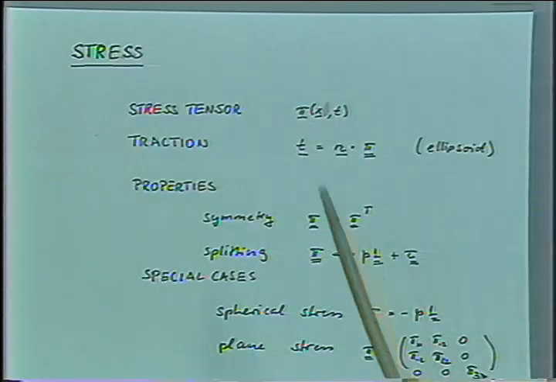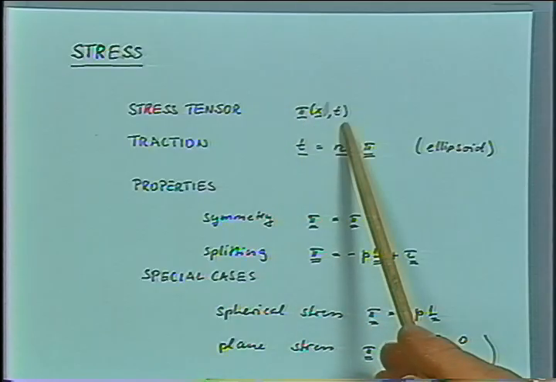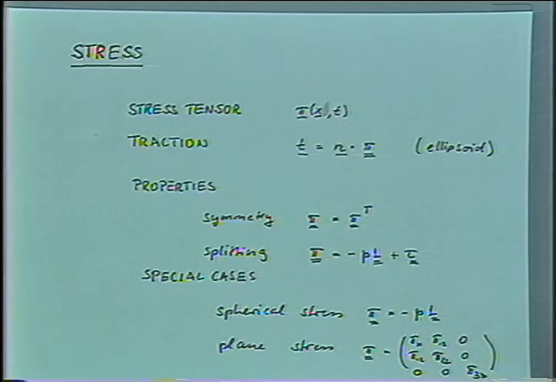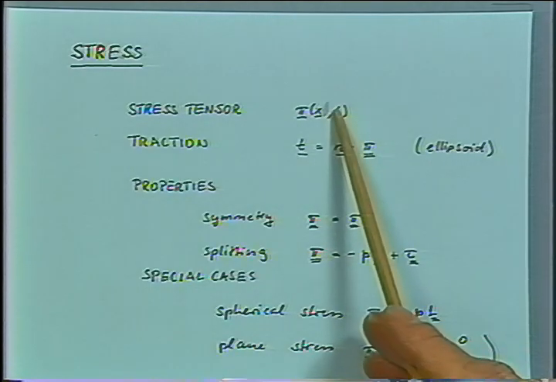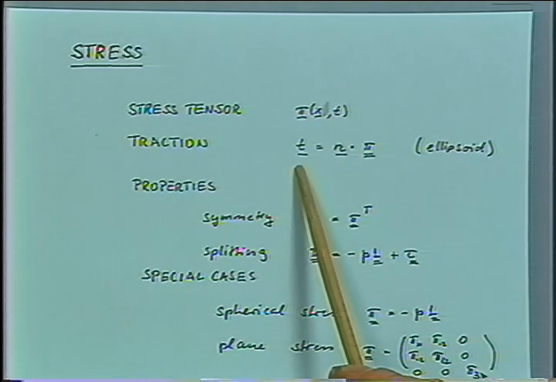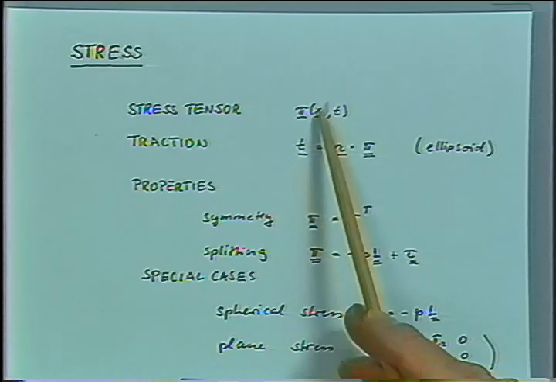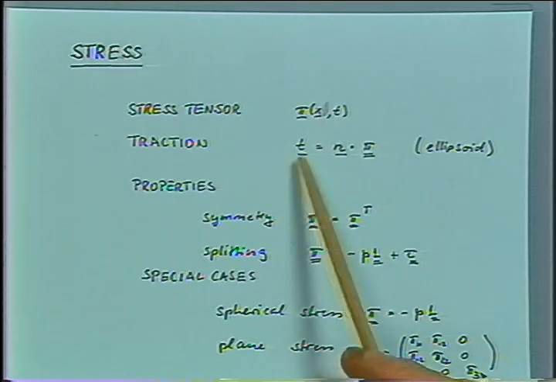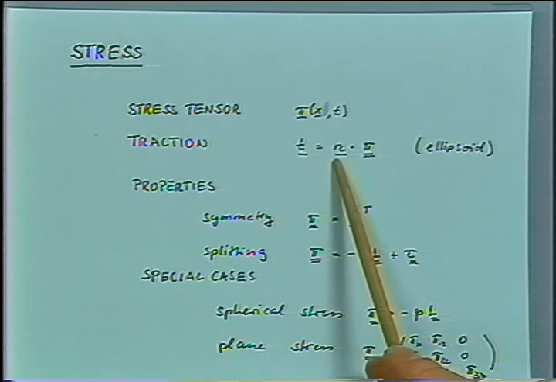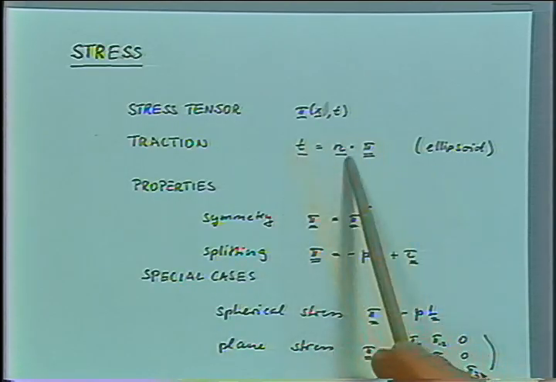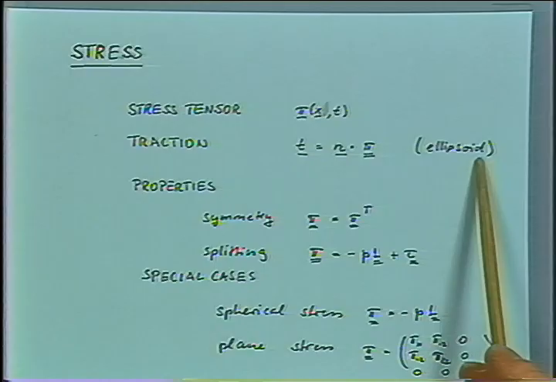In summary, now, what do we know about the stress? It's fully defined by a matrix, 3 by 3, which has 6 independent components. From that stress tensor, we can calculate the local traction. Wherever we know the stress tensor, we get the traction for whatever direction we are choosing, for every n we would like to know. And this traction can be described by the stress ellipsoid.